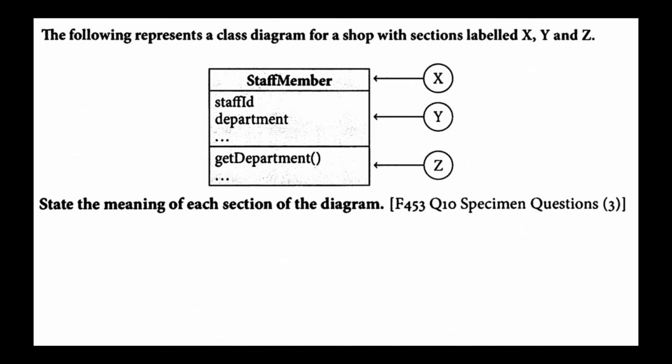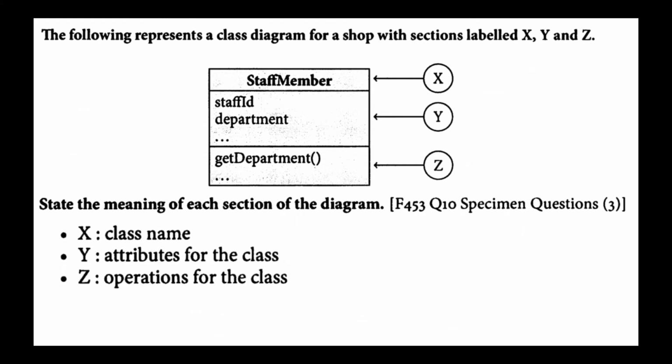The following represents a class diagram for a shop with sections labelled X, Y and Z. X is staff member, staff ID and date department are within Y, then Z is get department. State the meaning of each section of the diagram. X is the class name, Y is the attributes for the class, Z is the operations for the class.